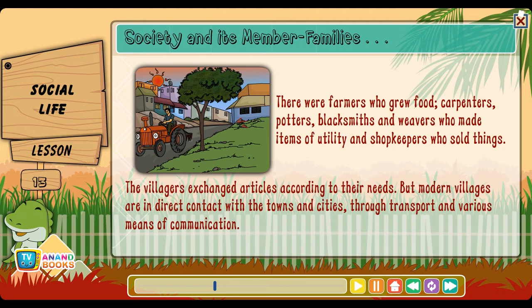But modern villages are in direct contact with the towns and cities through transport and various means of communication.